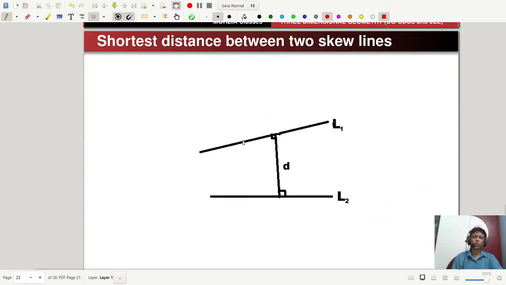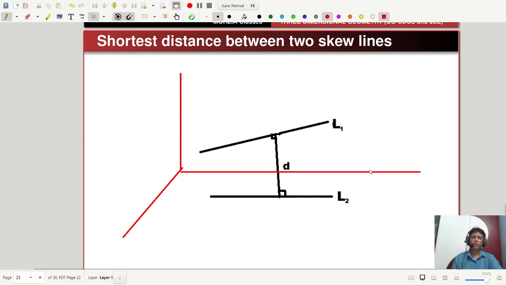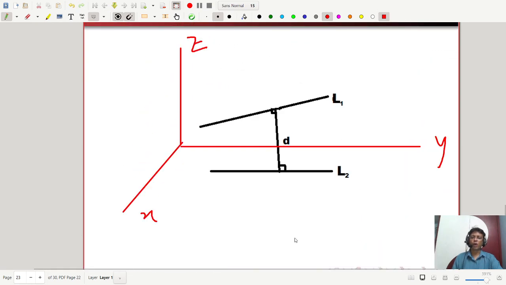Now I will go to the most important thing of your straight line, that is the shortest distance between two skew lines. Already I talked about what a skew line is. Skew lines means these two lines are in different planes. They are not in the same plane. So if you draw the axes, this is your x, this is your y, and this is your z. The first line L1 is in the yz plane, and L2 in the xz plane. So these two lines are skew lines, and you have to find the shortest distance between them. Shortest distance is the distance which is perpendicular to both the lines. That is the first point.